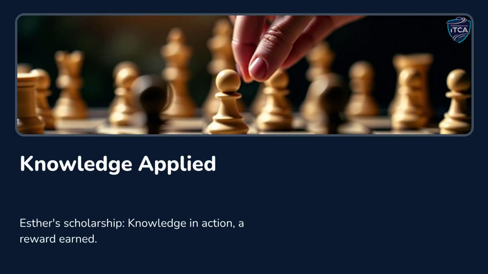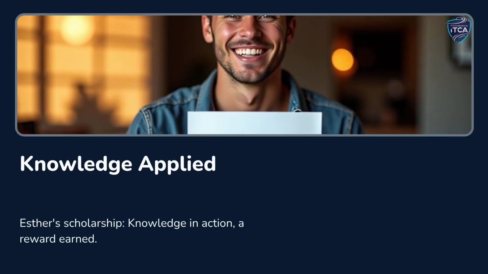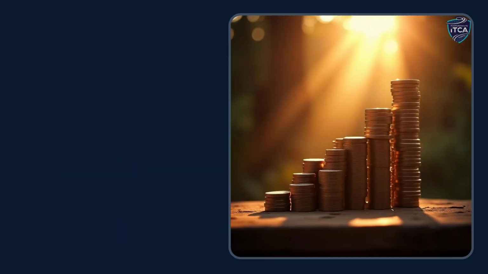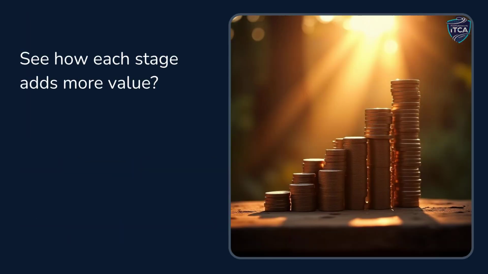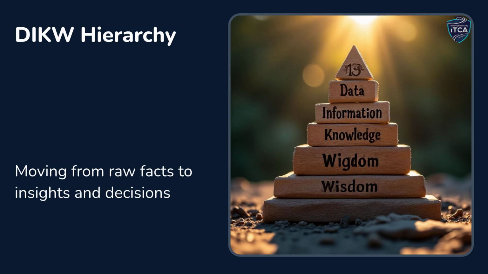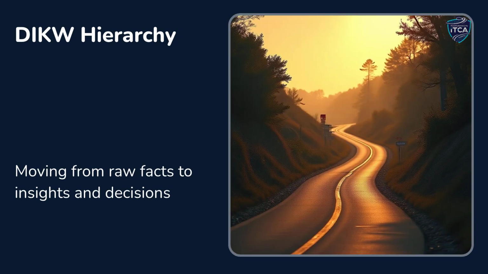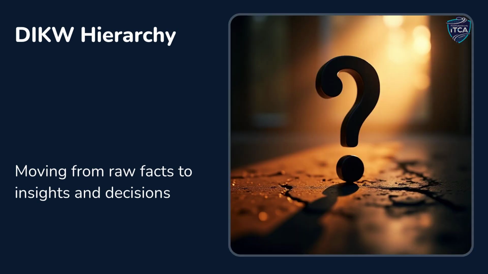Knowledge is when you apply that information to make decisions. Since Esther scored 100%, he qualifies for the scholarship. See how each stage adds more value? There's also a model called the DIKW hierarchy. That's data, information, knowledge, wisdom. It shows how we move from raw facts to insights and then to decisions.